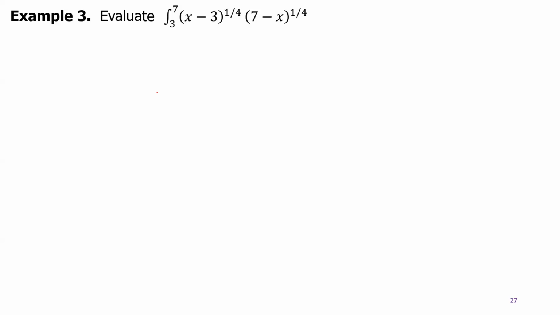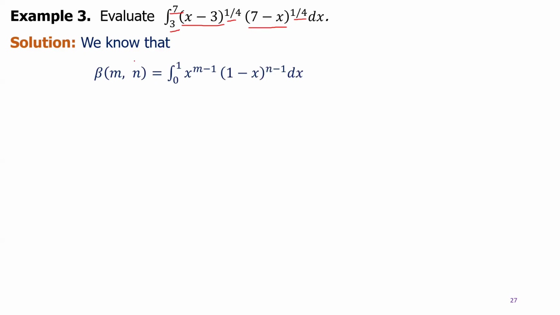Let us take some more examples on beta function. We have to evaluate the integration under the limit 3 to 7 of (x minus 3) whole to the power 1 by 4 into (7 minus x) whole to the power 1 by 4. We know that beta of m, n equals integration under the limit 0 to 1 of x to the power m minus 1 into (1 minus x) to the power n minus 1 with respect to x.